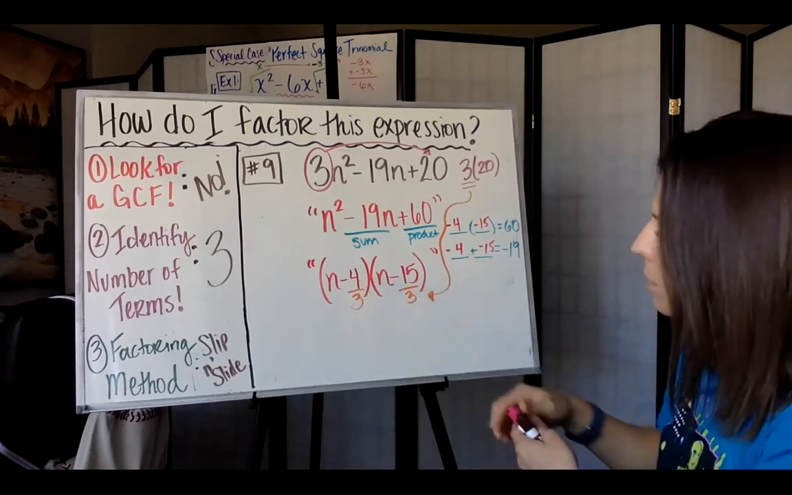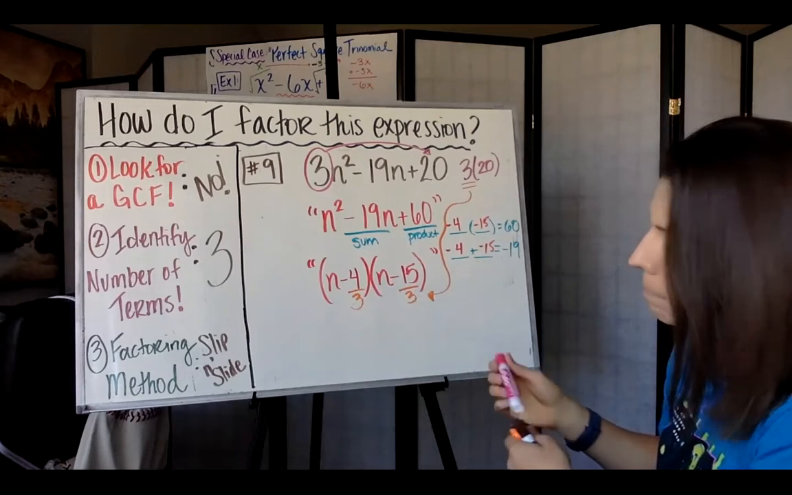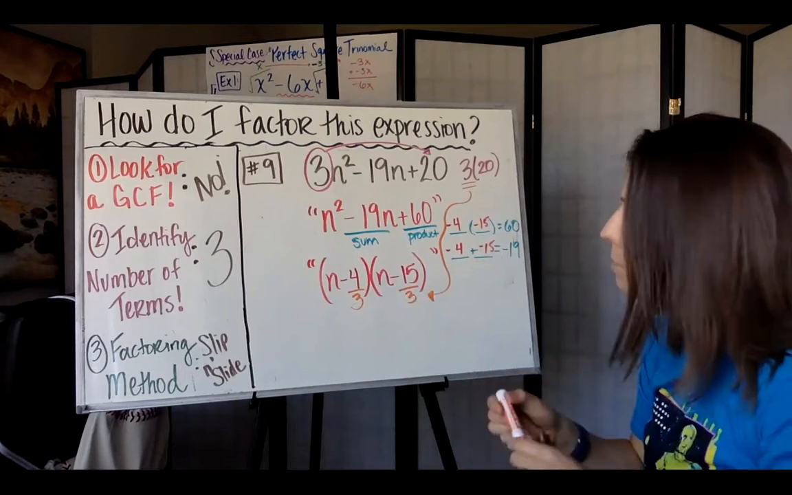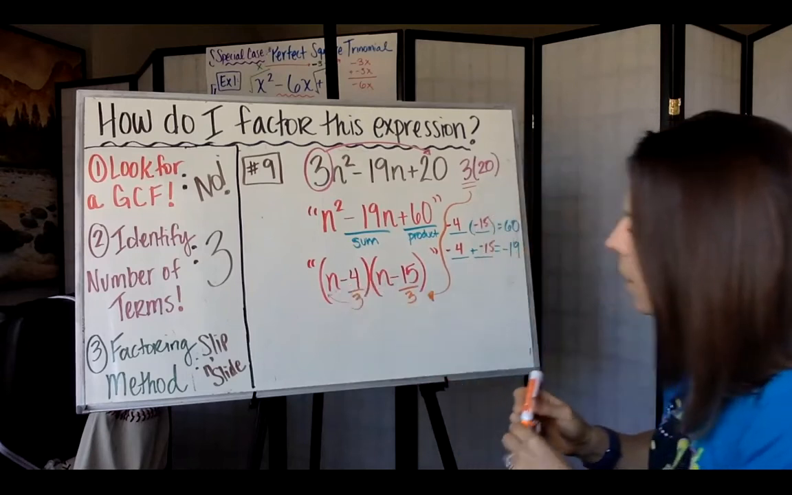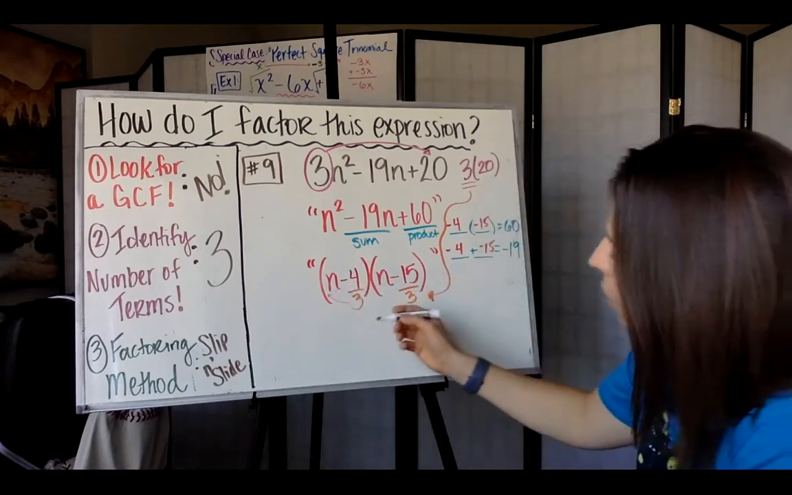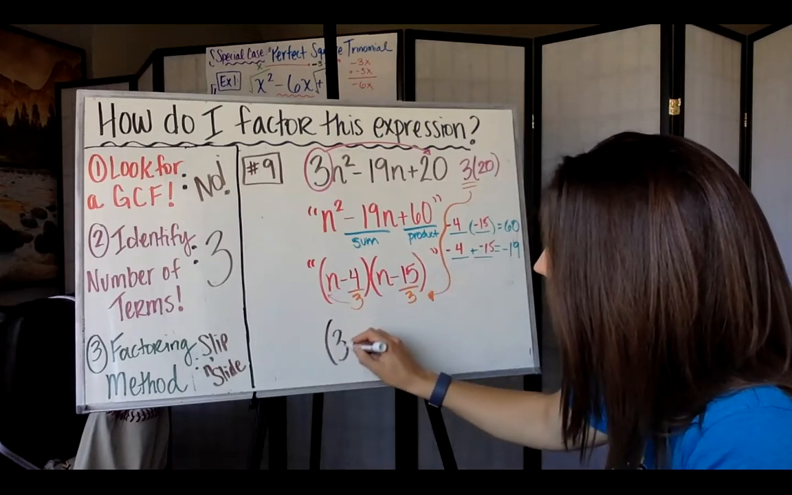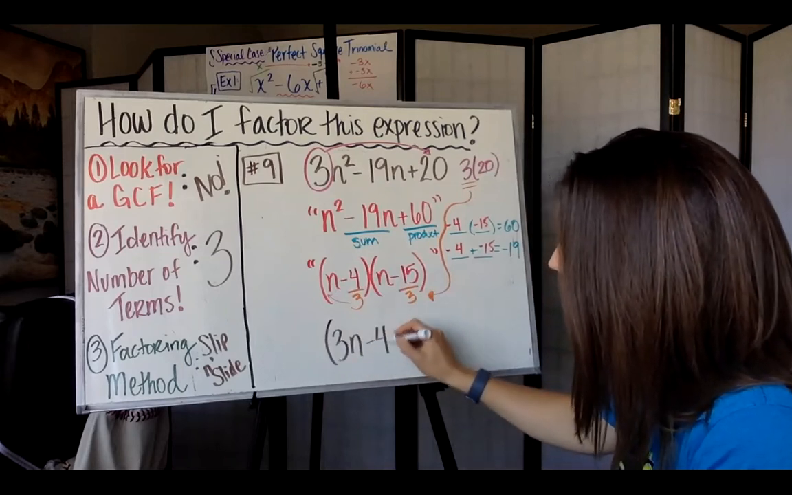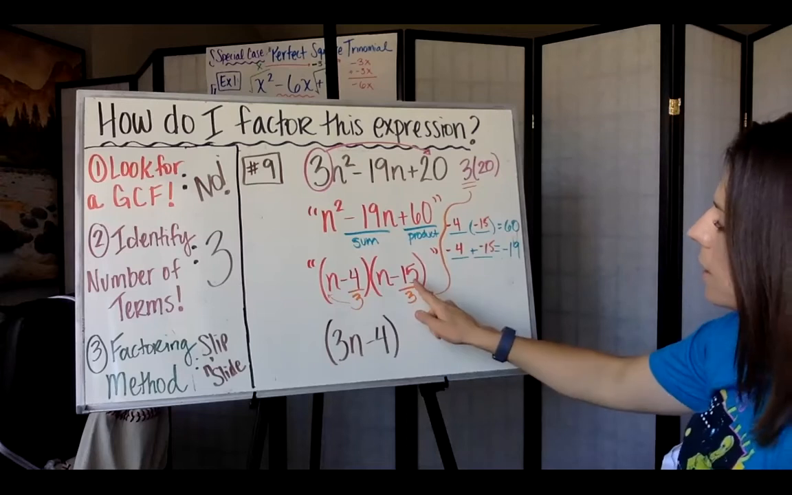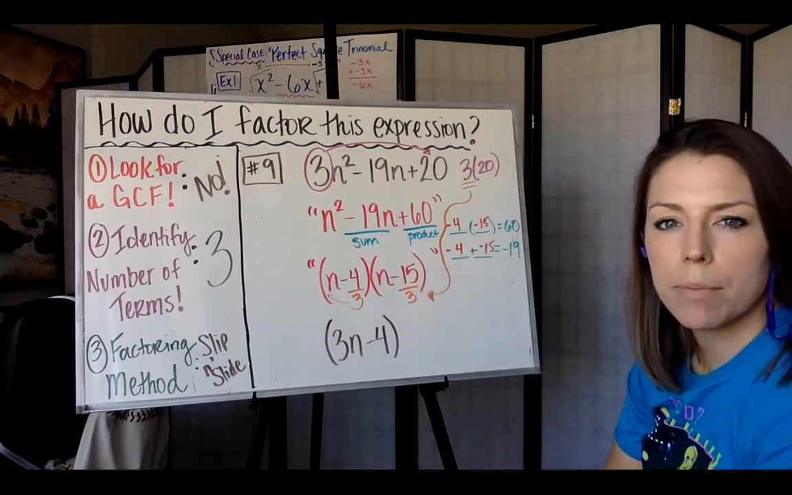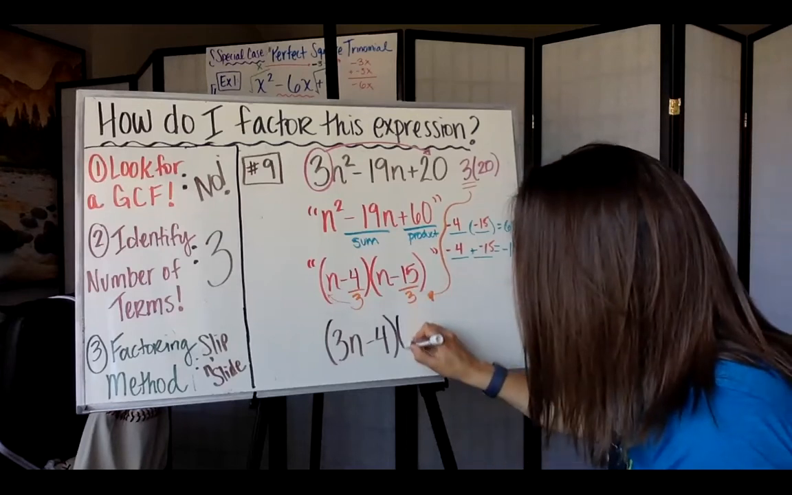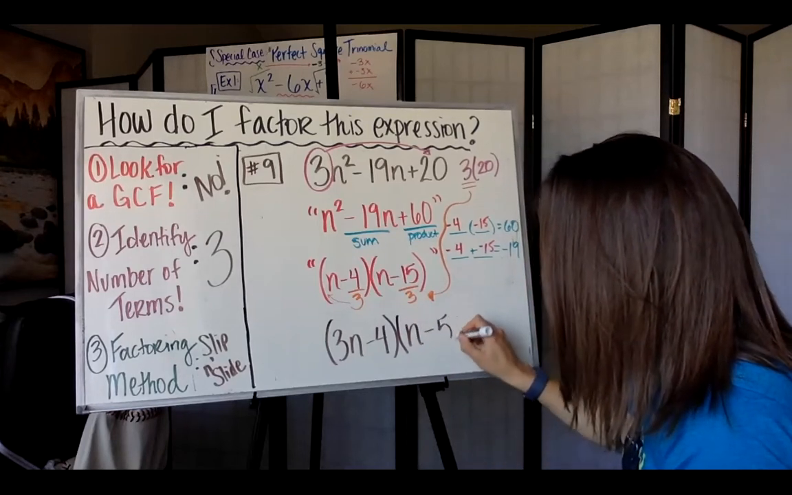So here we go. Can I simplify 4/3? I don't think so. So if you can't simplify it, then you just continue on and slide that number in front. So my first binomial becomes 3n minus 4. And the second one, can I simplify 15 divided by 3? Yeah, 15 divided by 3 is just 5. So my second binomial is n minus 5.